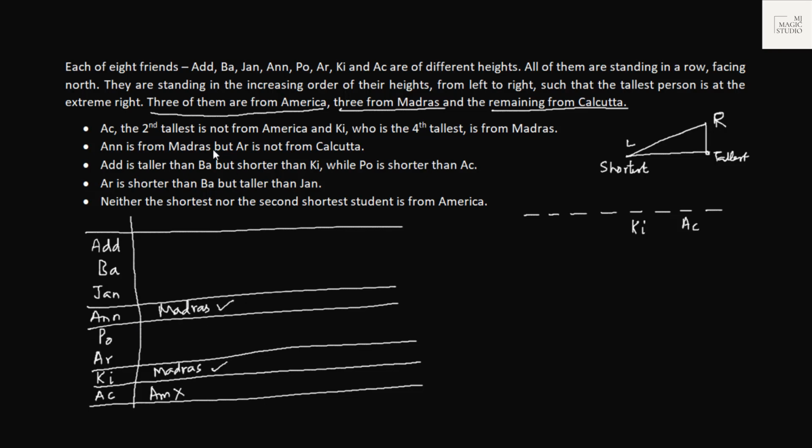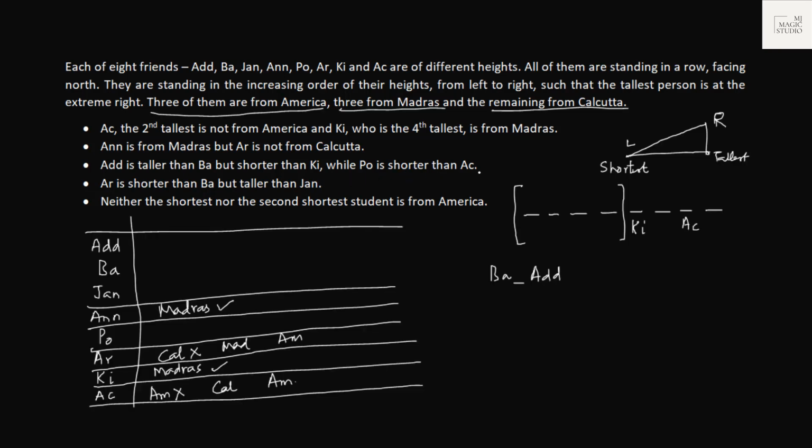2 Madras done. And AR is not from Kolkata or Calcutta. AR is not from Calcutta. So the option of Madras and America is on. Here the option of Calcutta and America is on. Ad is taller than Ba. Ad should be to the right of Ba, but shorter than Ki. So here we should have Ad and Ba.